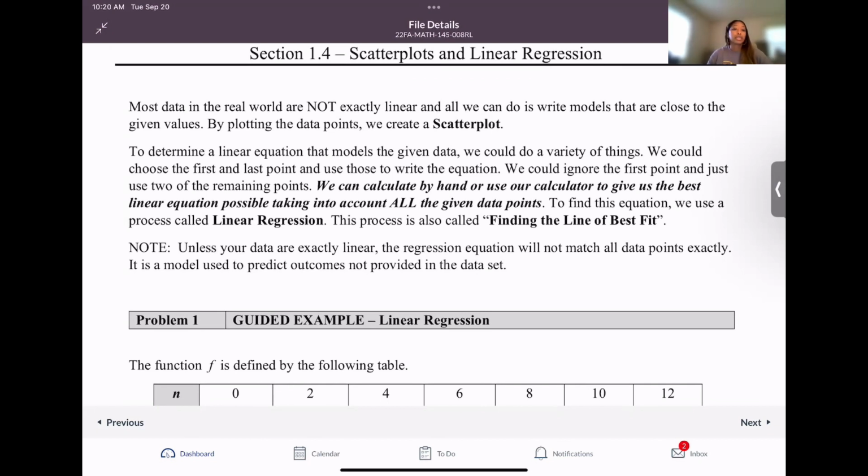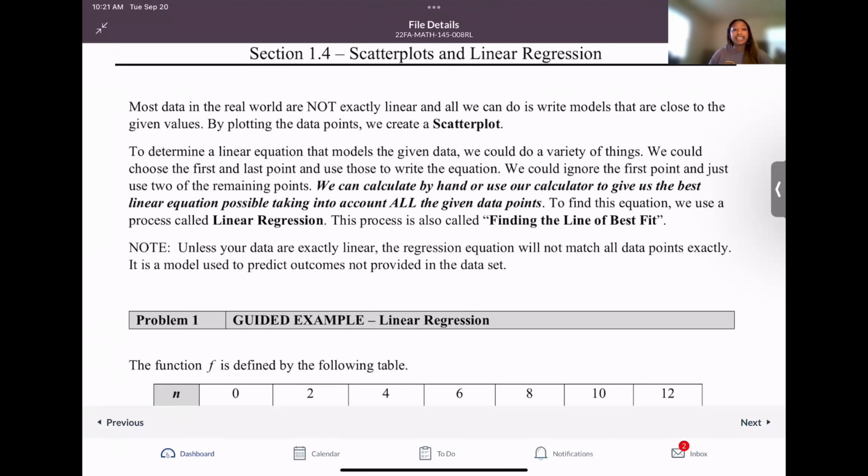We can choose the first and last point and make a line that goes between those, or we can just ignore the first point and join all of the remaining points. We can calculate by hand or use a calculator to give us the best fit equation. To find this equation, we are going to use a process called linear regression. It's also called finding the best fit line or finding a linear model. All of those terms mean the same thing for us.